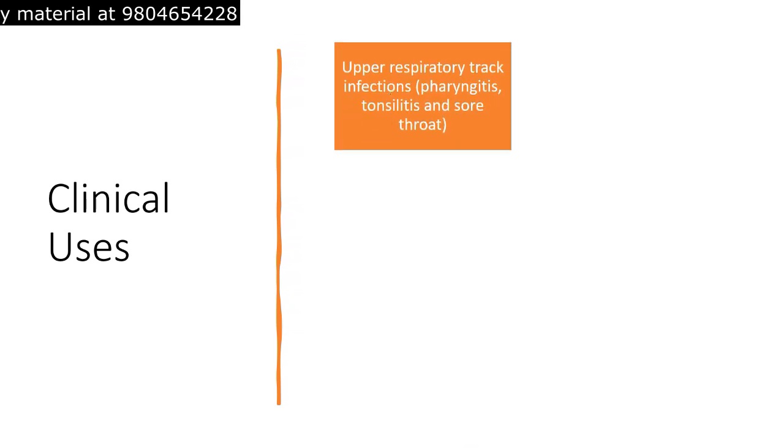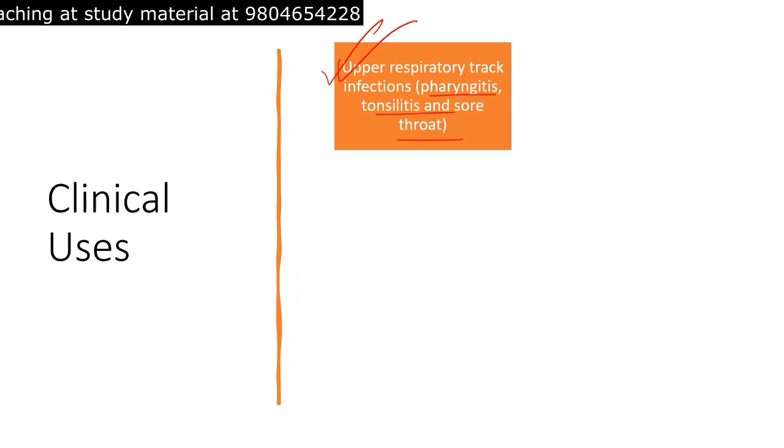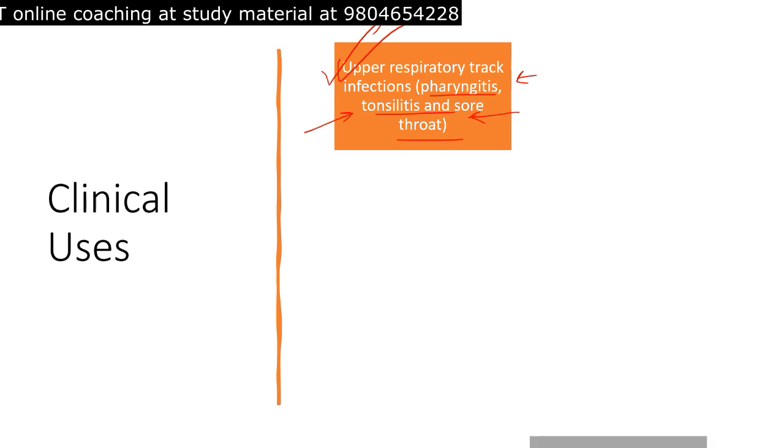So what are the clinical uses of azithromycin? Upper respiratory tract infections like pharyngitis, tonsillitis and sore throat. This is where we use it. And remember, pharyngitis and sore throat are very commonly associated with the flu. Flu is caused by a virus, and we don't need to use any medications for that, but we need to use an antibiotic to get rid of the pharyngitis, sore throat and tonsillitis, which are caused by bacteria.